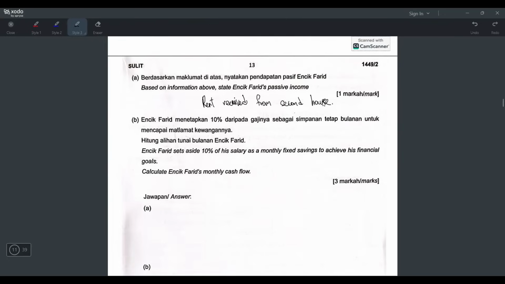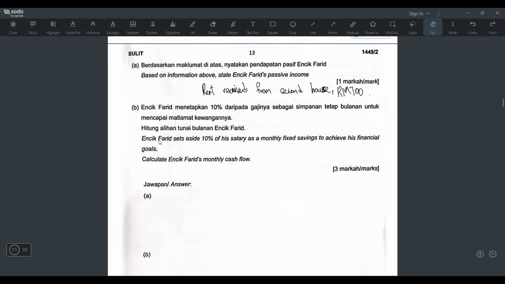Okay. And the amount is 700. Okay lah, I write the amount also lah, just to be safe. So based on information, what's the passive income? Rent received from second house, which is 700. Okay, yeah, it's only worth 1 mark. So okay, that's all. B, Encik Farid sets aside 10% of his salary as a monthly fixed savings to achieve his financial goals. Calculate Encik Farid's monthly cash flow.